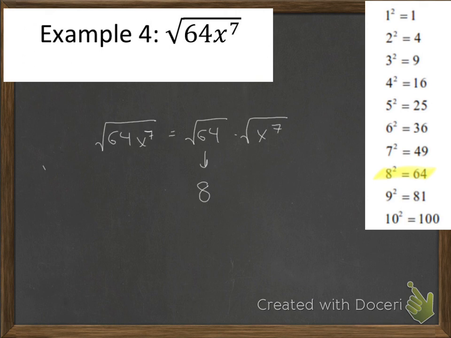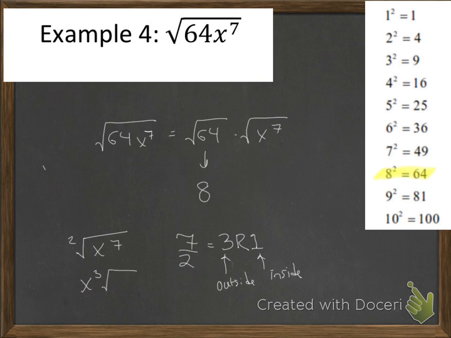Okay, and if we're looking at the square root of x to the 7th, then we have to think about dividing 7 by 2. So 2 goes into 7 3 times. 3 times 2 is 6. 7 minus 6 is 1, so there's 1 left over. So remember, this 3 is the exponent on the outside of the radical, and 1 is the exponent on the inside of the radical. So I can rewrite the square root of x to the 7th power as x to the 3rd power, he's on the outside, times the square root of x to the 1st power, or just x.